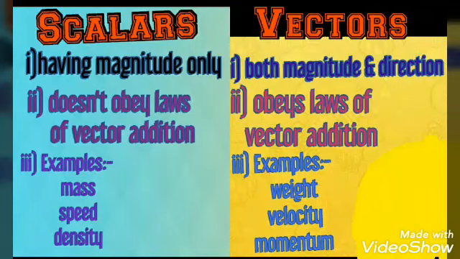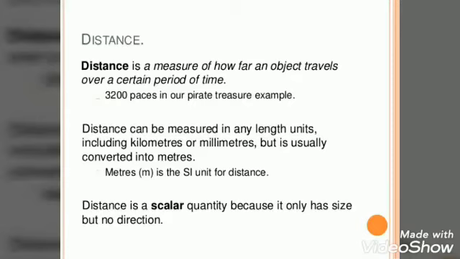Let us see the differences between scalars and vectors. Scalars have only magnitude. Vectors have both magnitude and direction. Scalars do not obey the laws of vector addition, whereas vectors obey the laws of vector addition. Examples for scalars are mass, speed, density, etc. Whereas examples for vectors are weight, which is also known as downward force or gravitational force, velocity, momentum, etc.